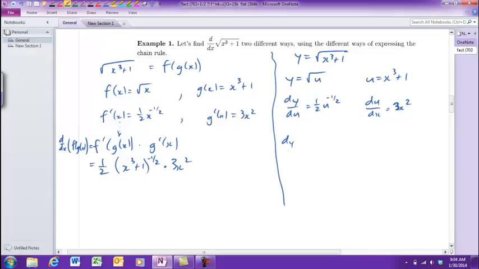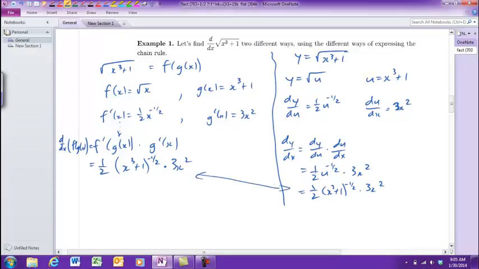And the chain rule, using Leibniz notation, says that dy dx is equal to dy over du times du over dx, so that's just 1/2 u to the negative 1/2 power times 3x squared. And this is perfectly fine, but I want everything in terms of x at the end of the day, so in place of this u, I'm going to substitute in x cubed plus 1. 1/2 x cubed plus 1 to the negative 1/2 power, and that's all times 3x squared. And notice I get the same thing here and here.